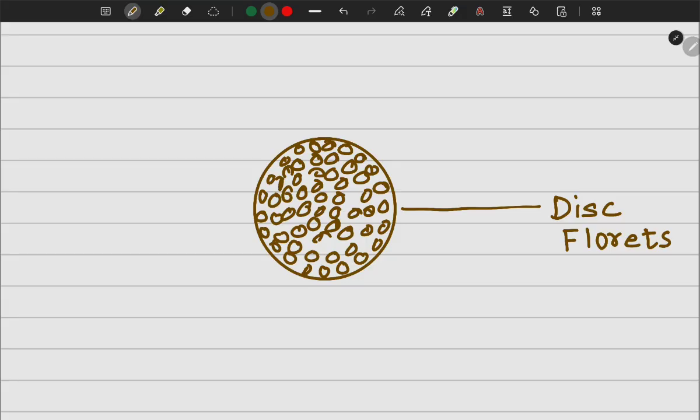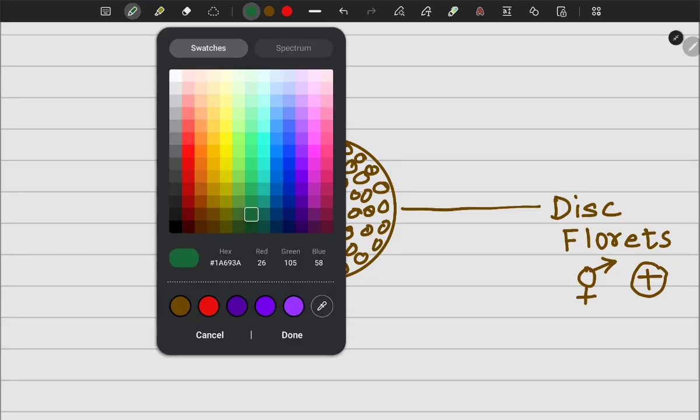Florets. If you remember, we studied about leaflets. Leaflets are leaf-like structures which are smaller than leaves. Similarly, florets are flower-like structures, but they are smaller in size. Right? So this middle portion of the sunflower is called the disc florets, and it is composed of bisexual flowers. The flowers are bisexual, and it shows actinomorphic radial symmetry.